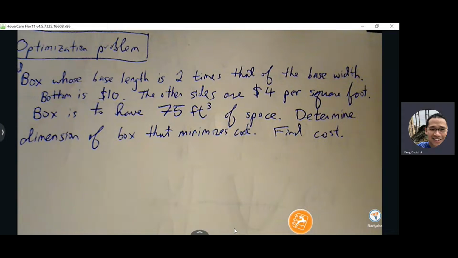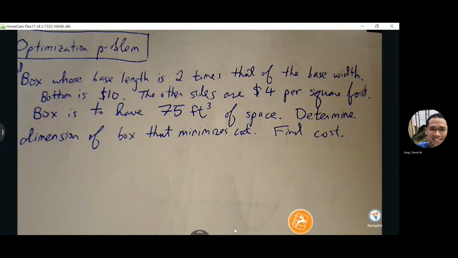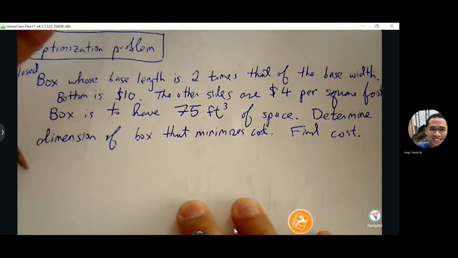Okay, base length is twice that of the width. The bottom is most expensive. The material to create the bottom is $10. The material for all the other sides and the top is $4. And then the box has a volume of 75 cubic feet. So here's our box.